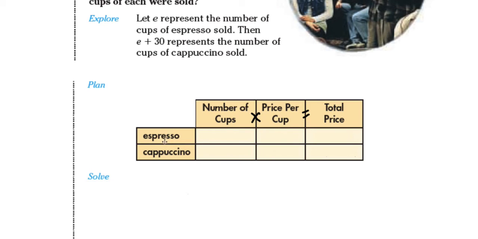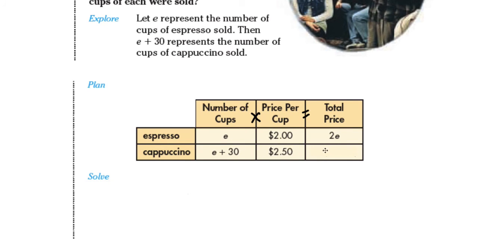So you have espresso and cappuccino. That's what we're trying to mix. According to our let statement, the number of cups of espresso is E, and the price per cup of the espresso is $2. Therefore, if we follow this formula, the total price should be 2E. For cappuccino, the number of cups is E plus 30, and the price per cup of cappuccino is $2.50.